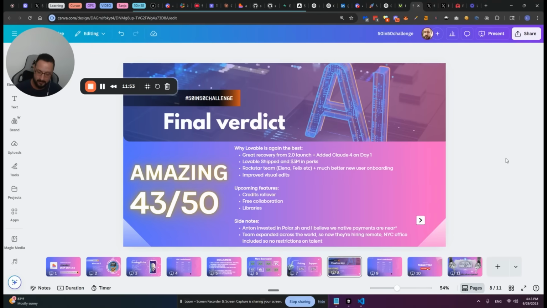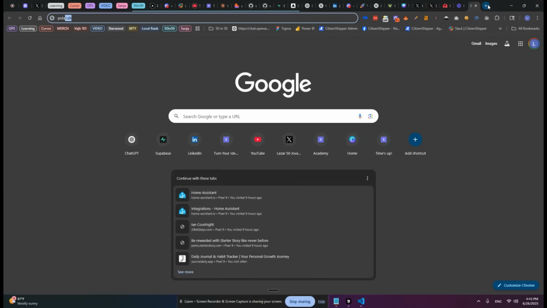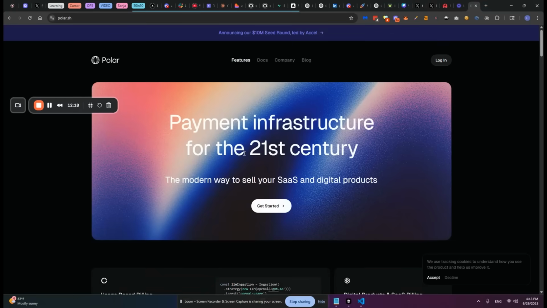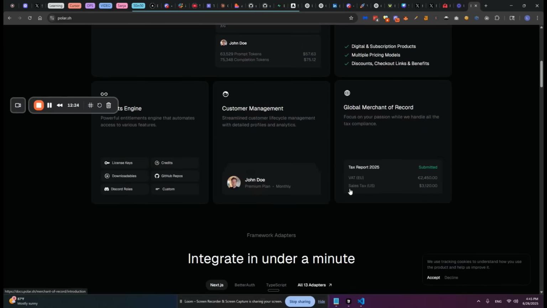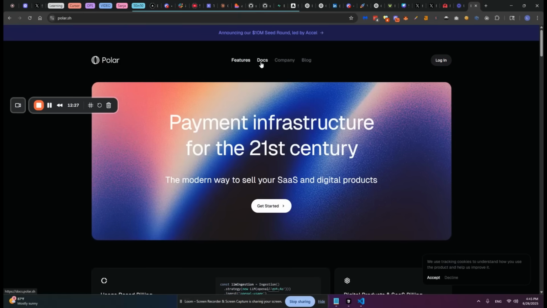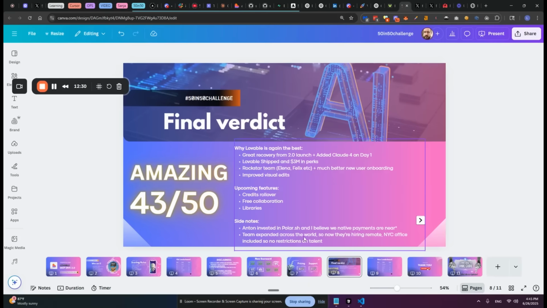On the side notes, I'm seeing some movement that's interesting. I don't have any confirmation of any of these claims, but I will say what I'm seeing. Anton, the CEO and founder, just invested along with many others into Polar. Polar seems to be the future of payments for SaaS. If we look at polar.sh, they are getting mentioned everywhere. I've seen Mark Liu mentioning that he has support in their fast for them. I've seen them mentioned all over the place, right? So I think and hope that means we're going to have native payments, which would be massive if they came to Lovable.